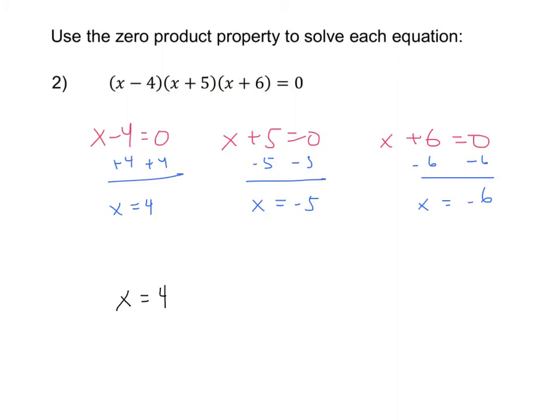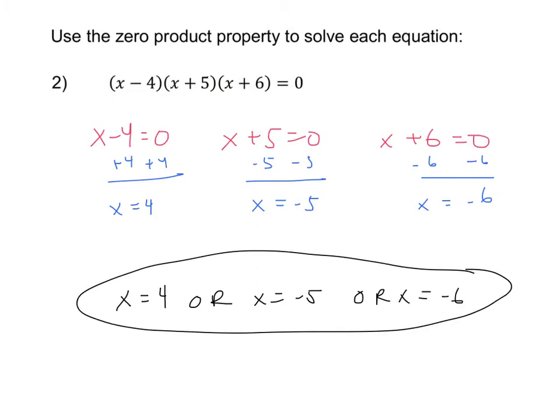x could either be equal to 4, or x could be equal to negative 5, or x could be equal to negative 6. Right? And it's important to put that "or" there, because remember, what are we saying? We're saying that these are the possible things that x could be equal to. These are the numbers that would make this equation true. So x could either be 4, negative 5, or negative 6.